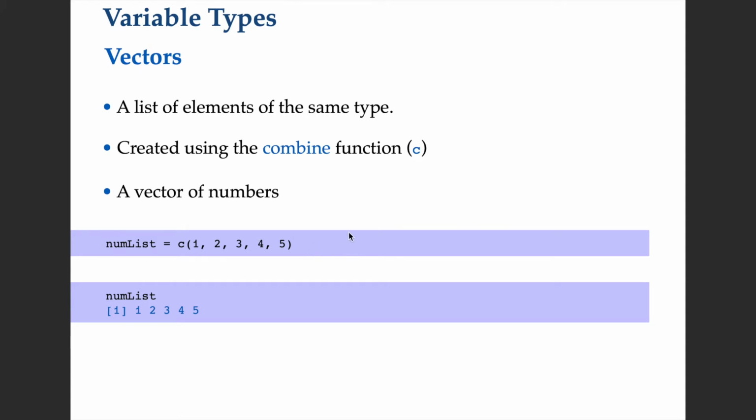So again, you should enter this into the R command prompt. And then if you type numList and hit enter, it's going to show you that that's our list of numbers. Pretty easy. So the c function combines values into a single vector.